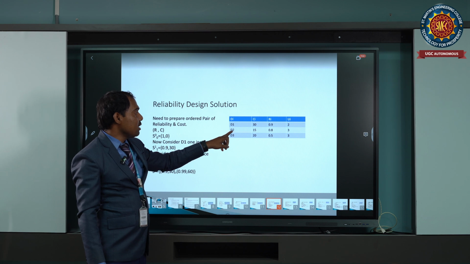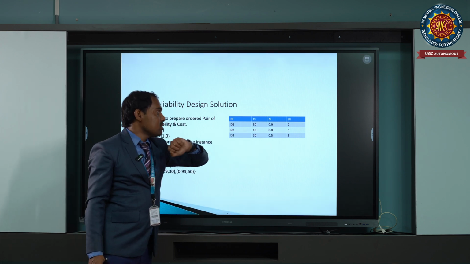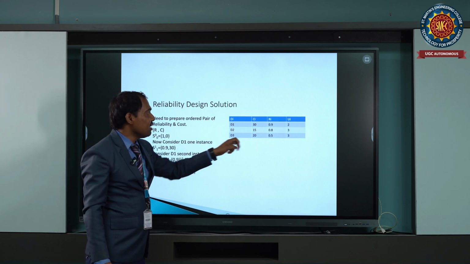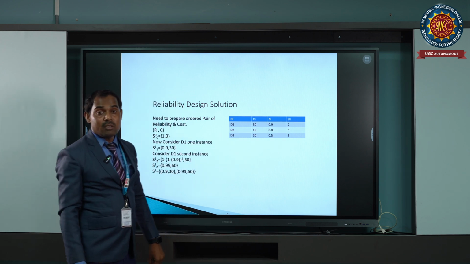Okay, third device. Then in total, how many devices can I use? That is 3 devices. Why? Because we have 40 rupees. If I calculate that, we will get the upper bound value as 3.